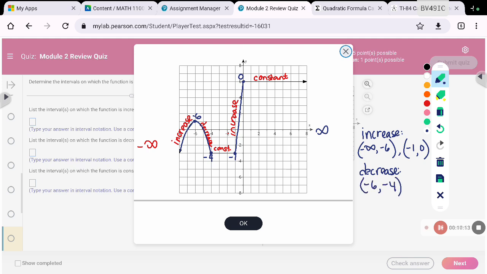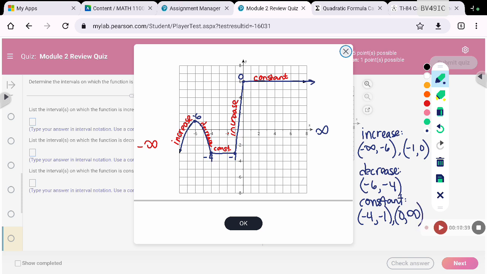And then my last would be constant, which are the two intervals where it's horizontal. My first one would be from -4 to -1. And then there's another constant interval that starts at 0 and goes forever to the right. So from 0 to infinity.